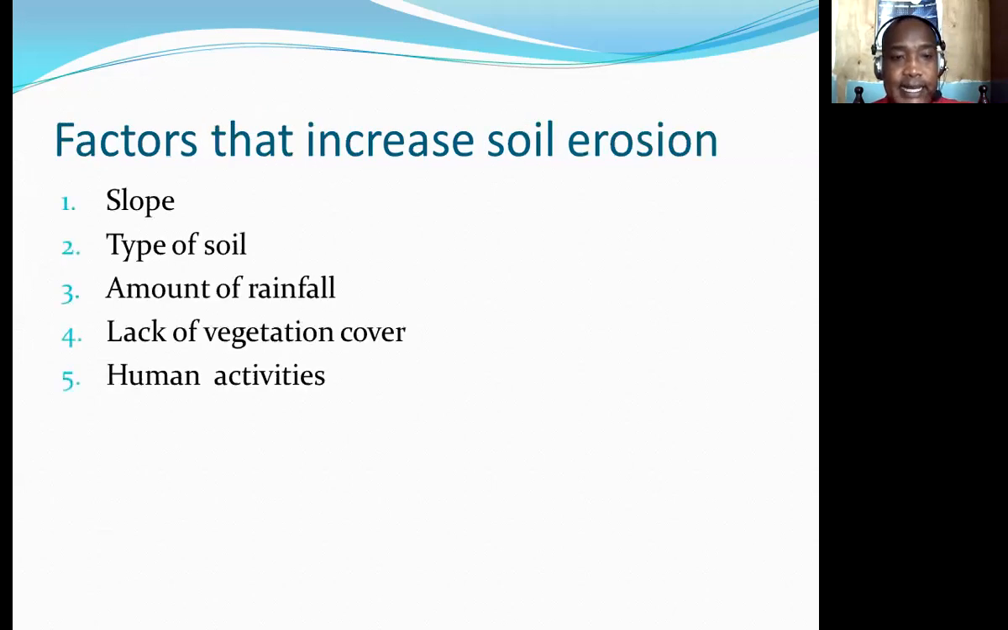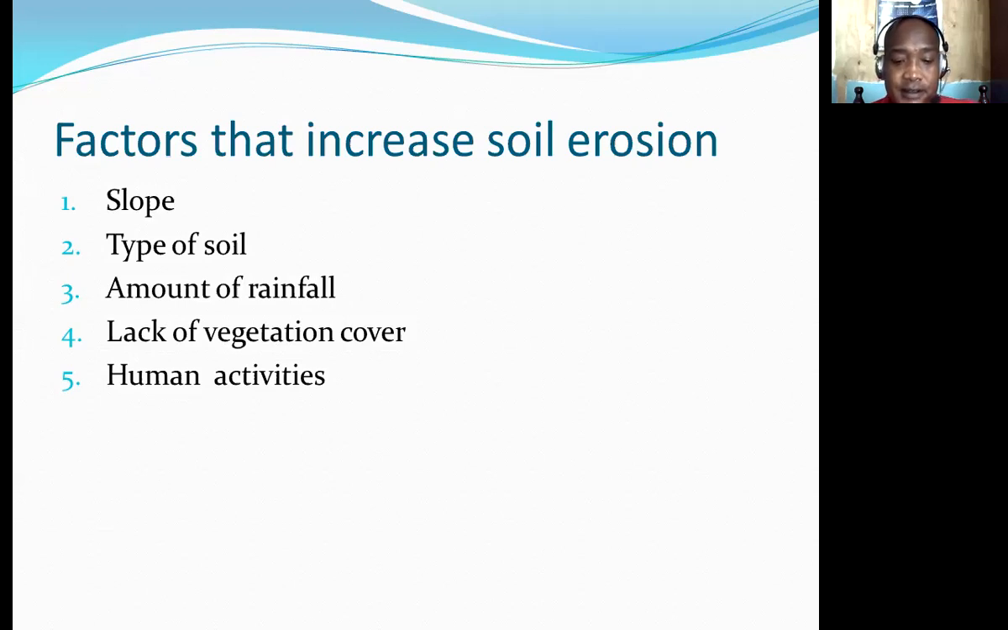Factors that have increased soil erosion. We have five factors that increase soil erosion. We have slope, type of soil, amount of rainfall, lack of vegetation cover, and human activities. I want to explain each of the factors that increase soil erosion.